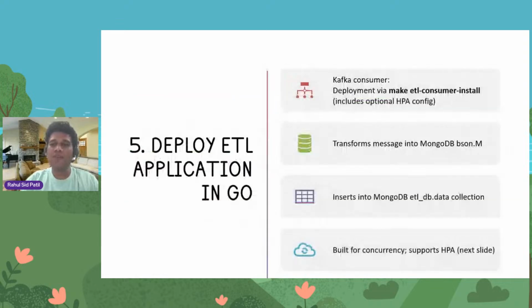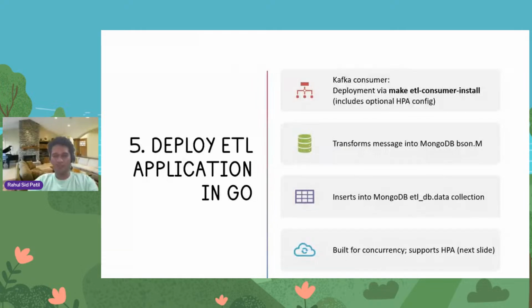Now that the Kafka topic is filling up with data, our ETL application steps in to complete the pipeline. This is a Go-based Kafka consumer that listens to messages from the test data topic, converts them into MongoDB's bson.M format, and inserts them into a collection named etl_db.data. As with other components, the deployment is automated via make etl consumer install.